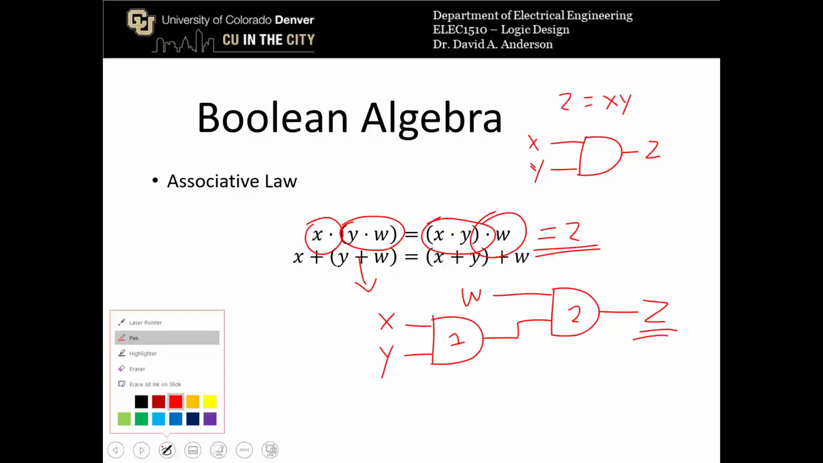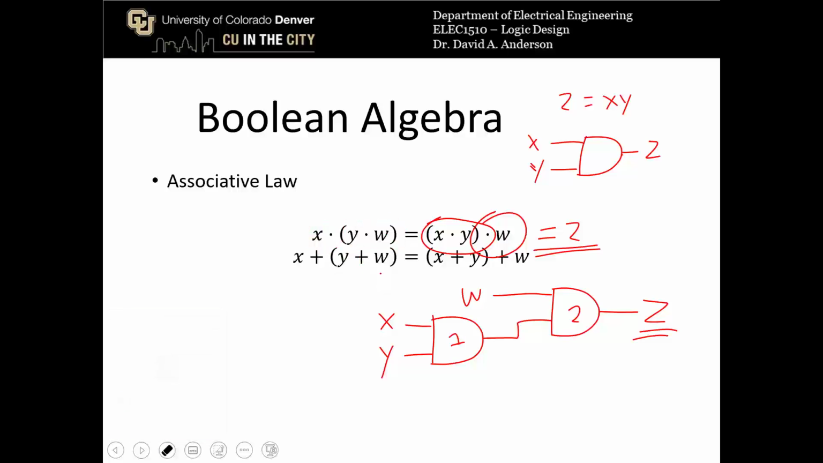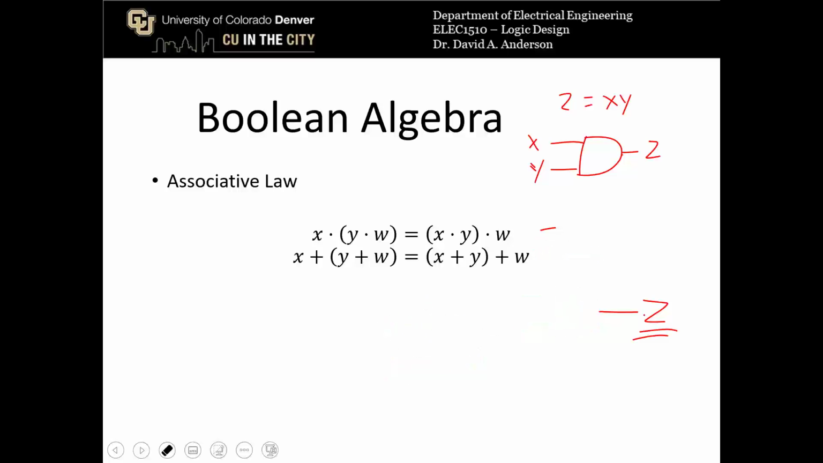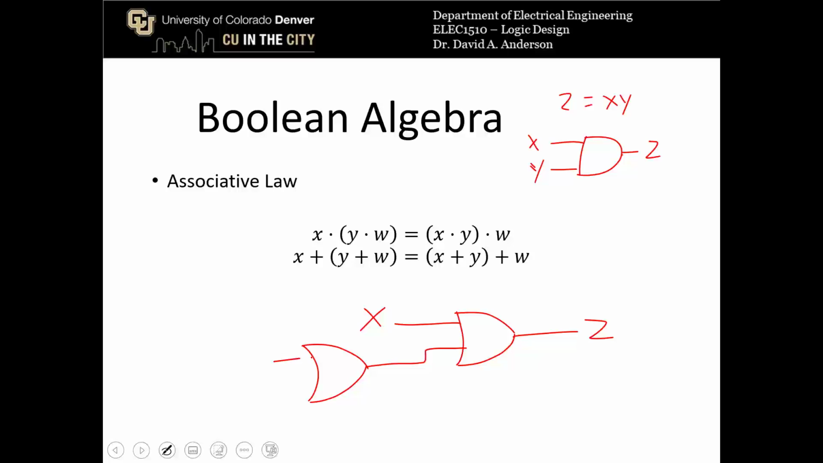Let me erase some of this. Additionally, that also works with the OR function. So what that means is that if we draw this as a circuit, let's see, I need two OR gates. The output of that one is going to be z. The input here is going to be x, and then a second OR gate for what's inside the parentheses are going to be y and w.